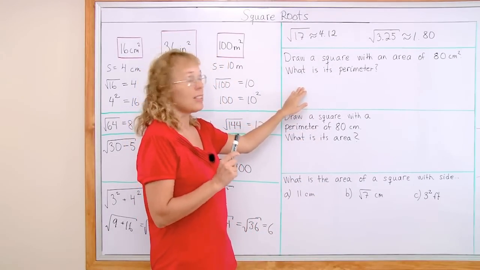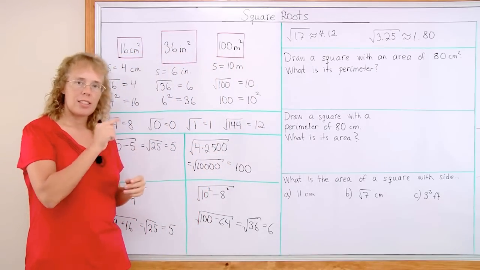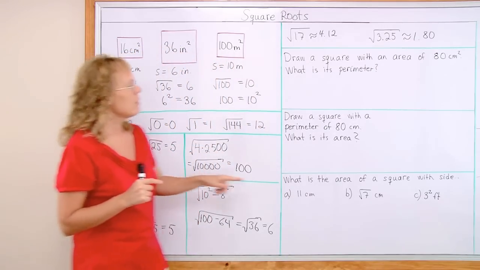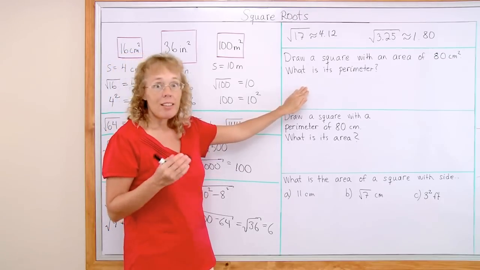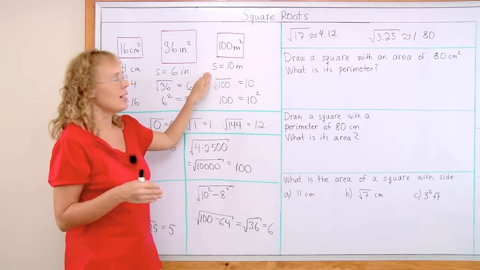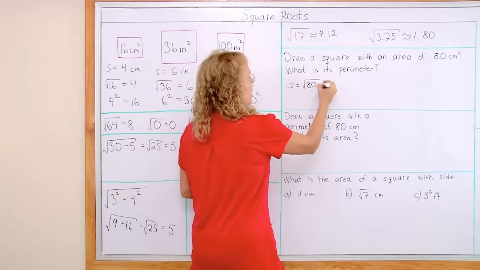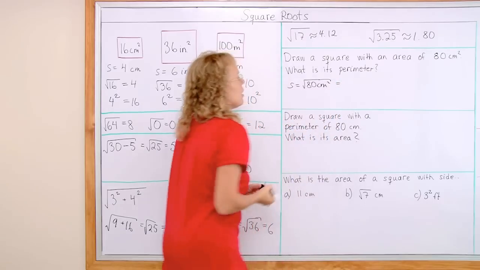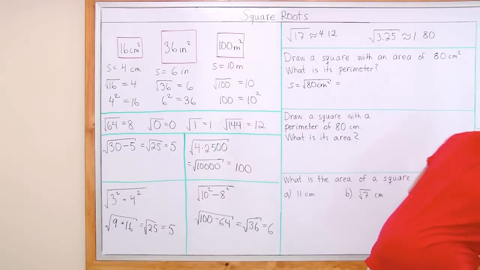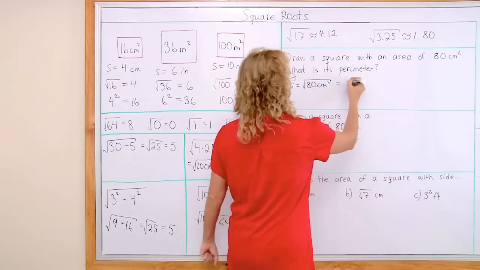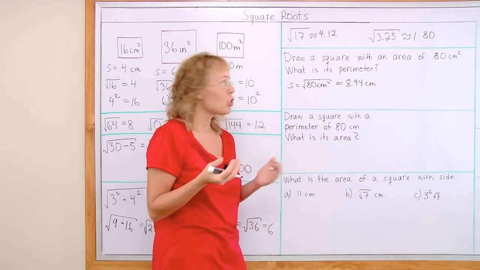Okay, here I am given the area. It's just like these problems here. So I need to find the side length to be able to draw it. Even in here I need to find the side length to be able to draw the square. But here, since the area is given, to find the side length, I take the square root. The side is square root of 80 square centimeters, and this will give me so many centimeters. And I'll just use a calculator again. It is 8.94 centimeters, so now I can draw it.